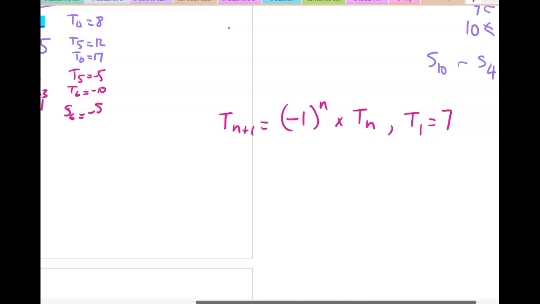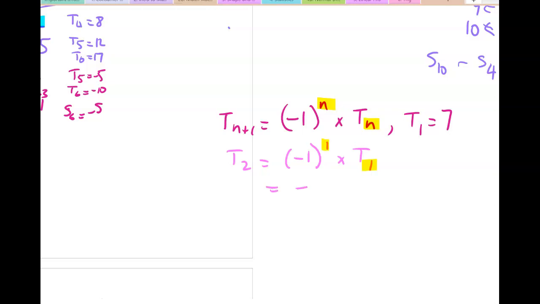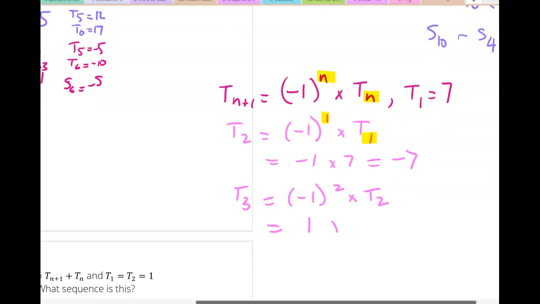If we look at term 2, term 2 is -1 to the power of 1 times term 1. So remember, when you've got n and n, they are the same figure. So if I'm dealing with term 1, then this needs to be the same value. And -1 to the power of 1 is just -1, and term 1 is 7. So there's your first -7. Then term 3 is going to be -1 squared times term 2. Now, -1 squared is positive, but this is negative. So positive times negative, there's your second negative.